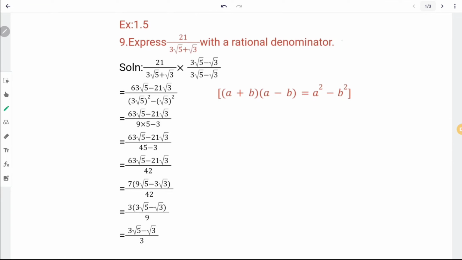All right, continuing where we left off. Okay, so we'll be doing question number 9. Pretty simple, with a rational denominator, which means we have to remove the roots. All right, simple as that.